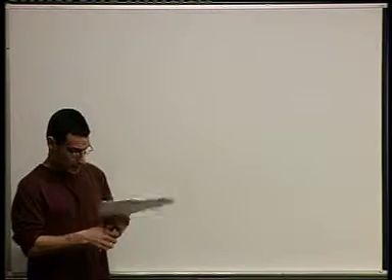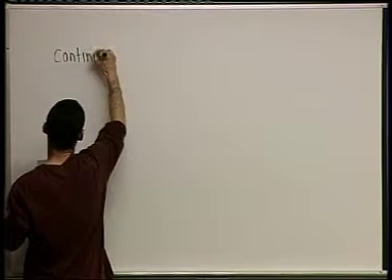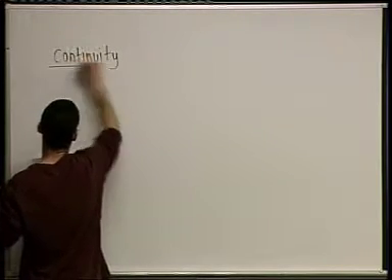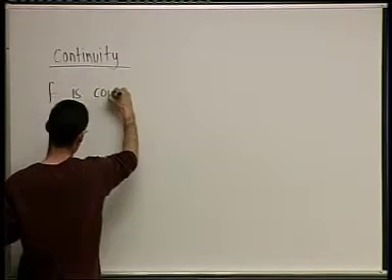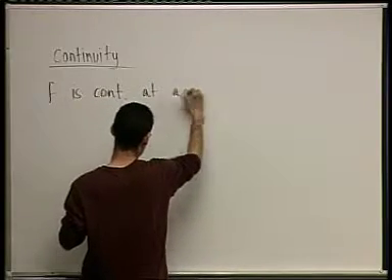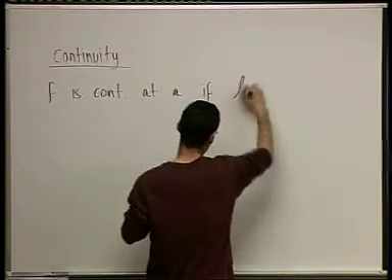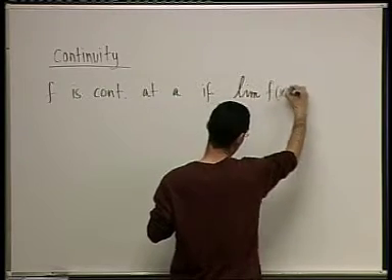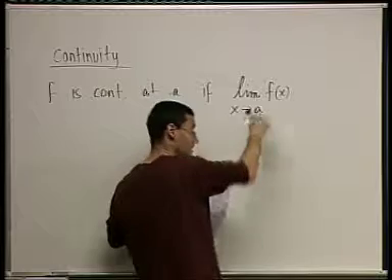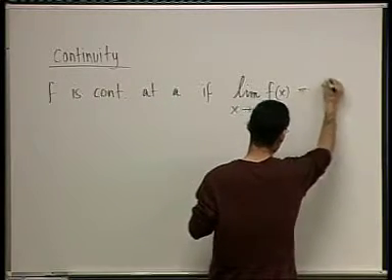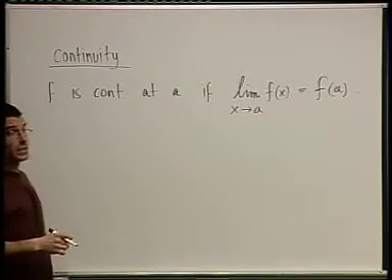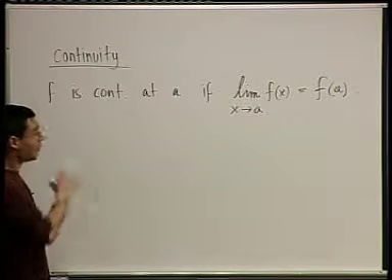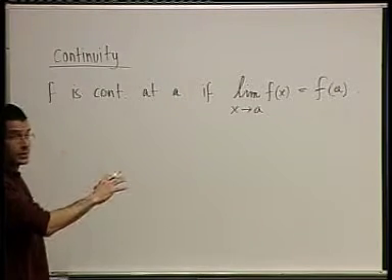Good morning, everybody. Our topic today, we're continuing the discussion of continuity, which we started last time. Let me remind you that f is continuous at the point A if the limit of f as x approaches A exists and happens to equal the value of f at that point. In particular, f, of course, has to be defined at that point. It's a pointwise definition.